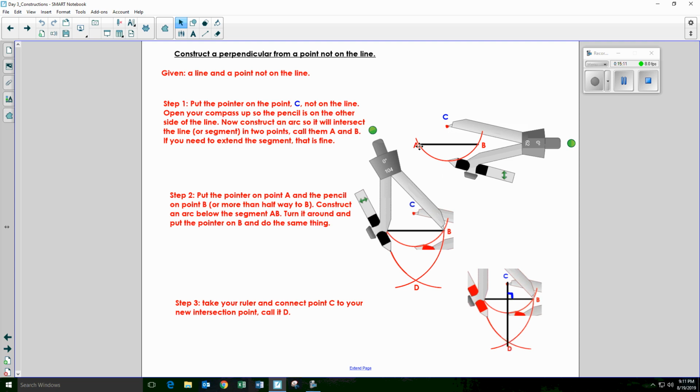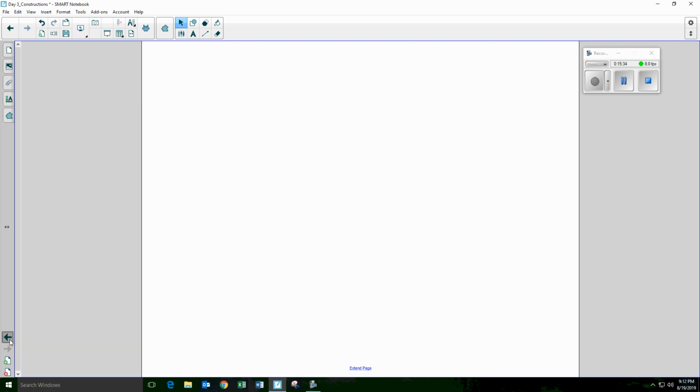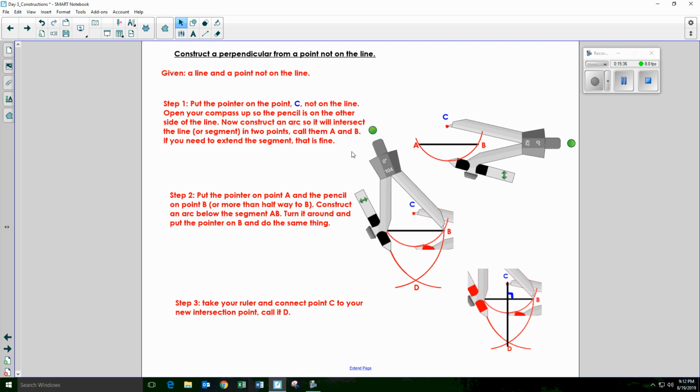We did the arc first, step 1, then the pointer on A, pencil on B, draw 1 arc, turn it around, pointer on B, pencil on A, draw my arc. That gives me point D now, and now I just connect C and D together. Okay, and there's your perpendicular. So we created a perpendicular from a point off the line. All right, and that is it for our 4 constructions that we're going to focus on right now.